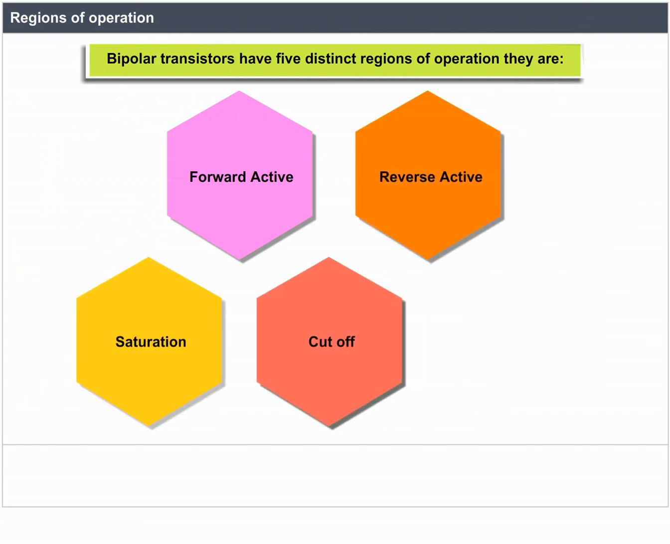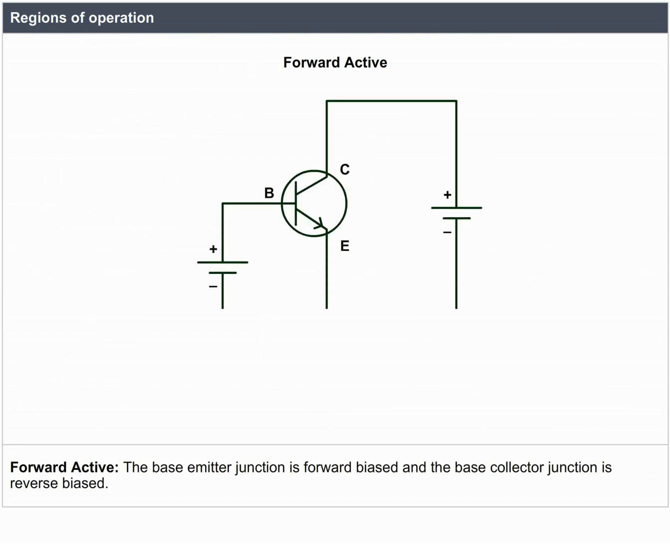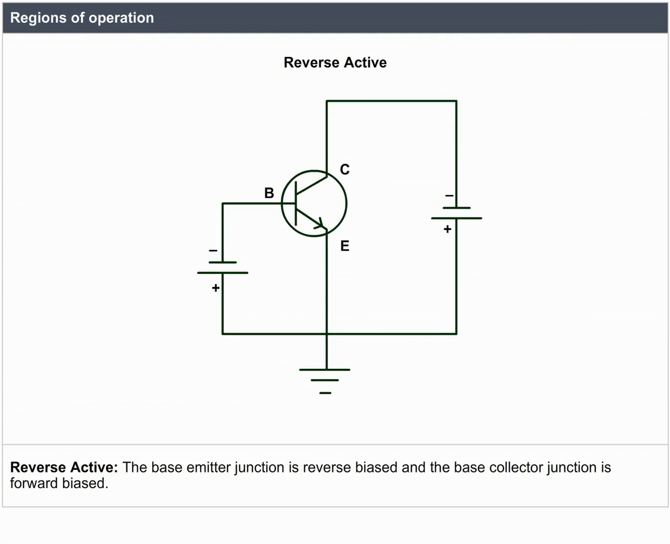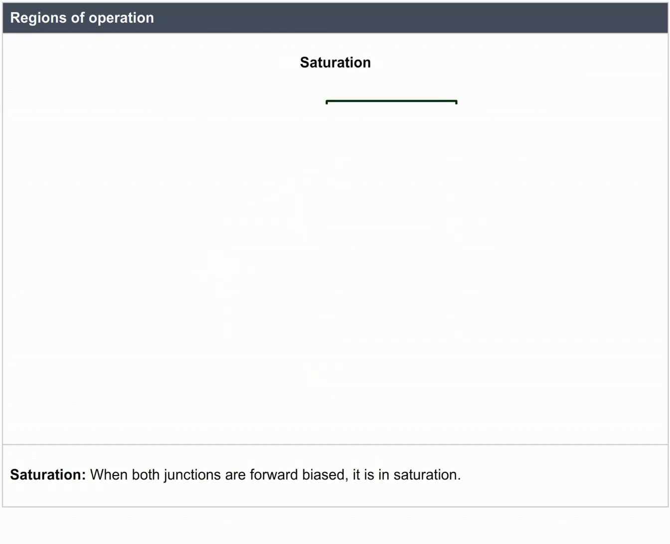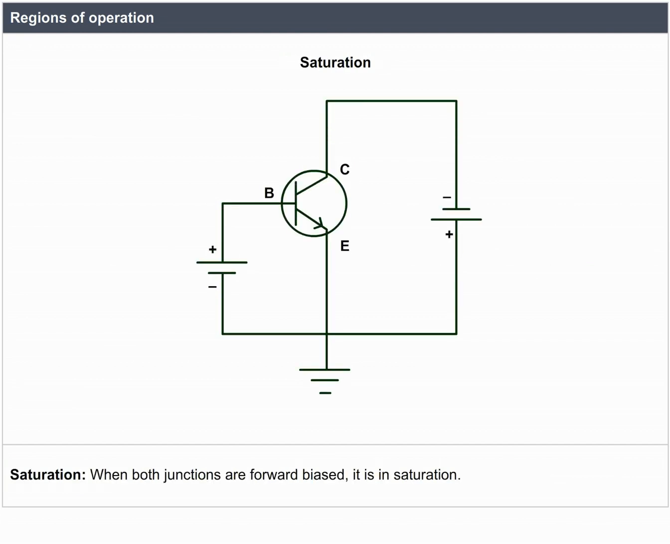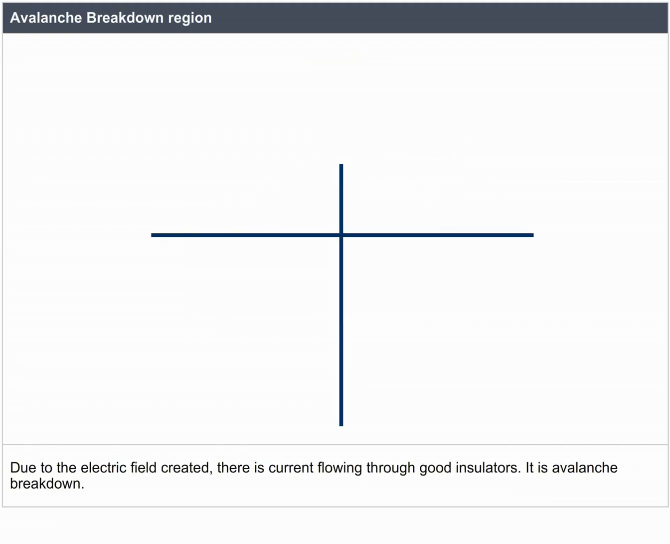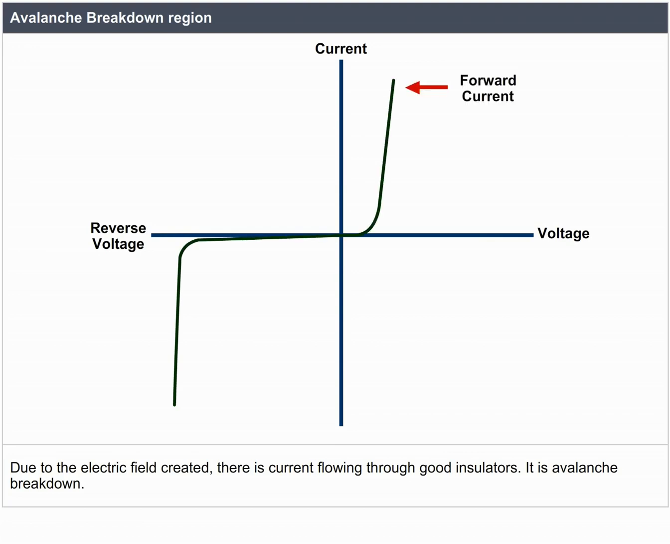Forward active. The base emitter junction is forward biased and the base collector junction is reverse biased. Reverse active. The base emitter junction is reverse biased and the base collector junction is forward biased. Saturation. When both junctions are forward biased, it is in saturation. Cutoff. When both junctions are reverse biased, it is in cutoff. Avalanche breakdown region. Due to the electric field created, there is current flowing through good insulators. It is avalanche breakdown.